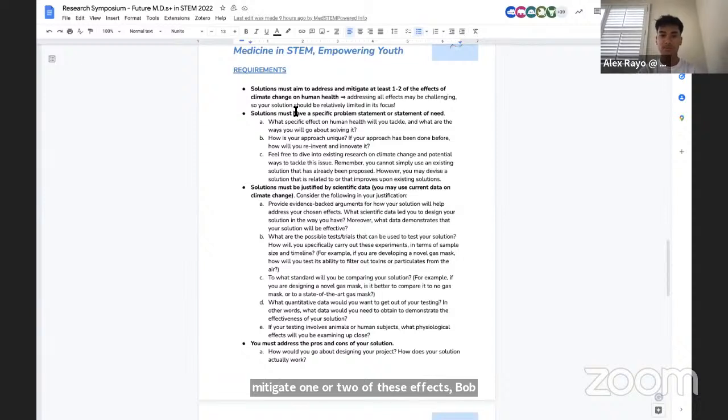Obviously, you can go broader. That's why we do say at least 1 to 2, but addressing all the effects may be challenging. Obviously, climate change is a very broad issue. So just for your sake and for the sake of your research, limiting your focus to maybe 1 or 2 of these effects will probably be best. So that is just what we recommend.